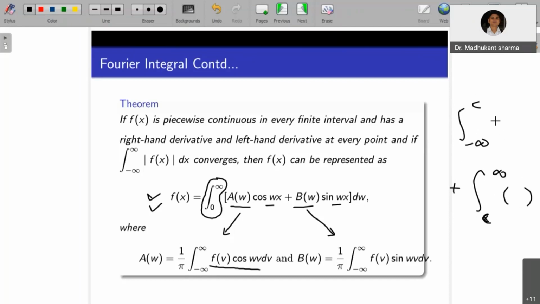Okay, that integrand is there, and then separately you have to evaluate these two integrals. For the first integral, if I take the limit as a tends to minus infinity of the integration from a to c and evaluate this value, if it is a finite value, then we will say that it converges. Similarly, you can replace this with the integration from c to a, limit a tends to infinity.